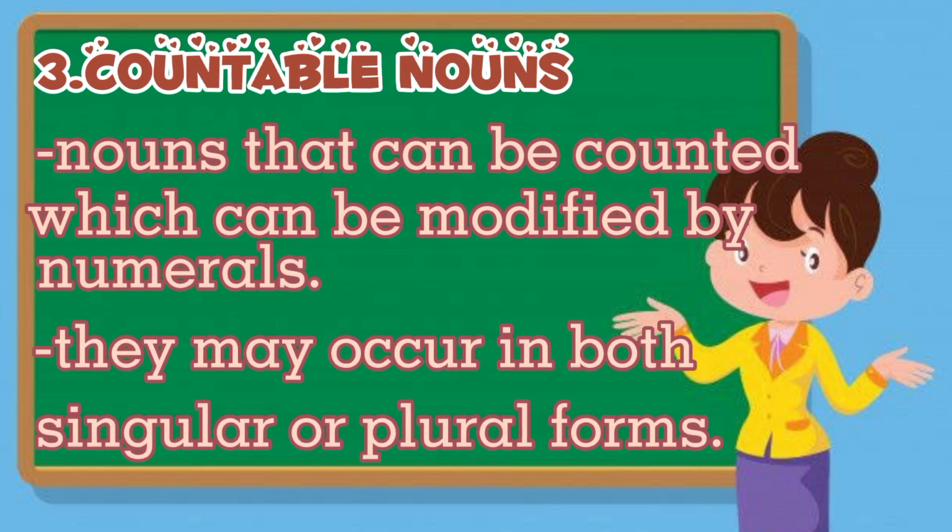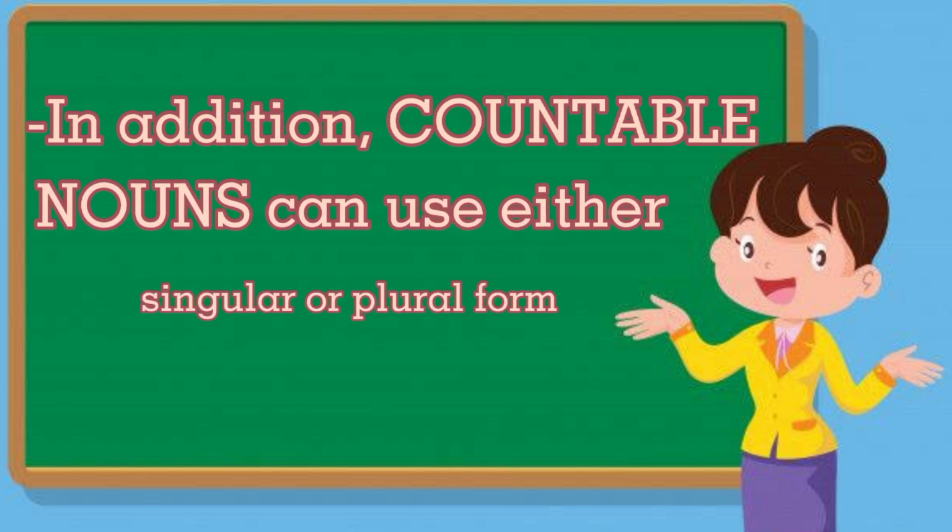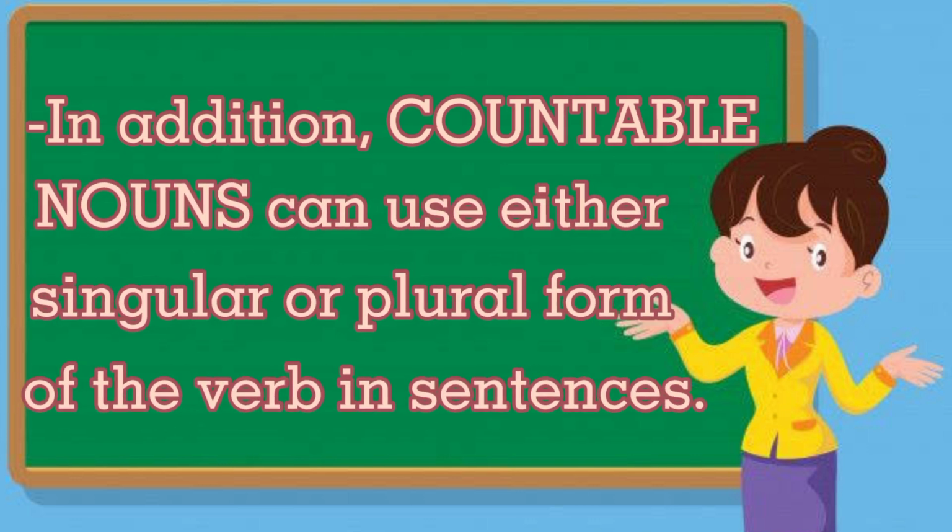Our third type of noun is our countable nouns. From the term itself, guys, it's countable. It means that these are nouns that can be counted, which can be modified by numerals. And mind you, they may occur in both singular and plural forms. In addition, countable nouns can use either singular or plural form of the verb in sentences.